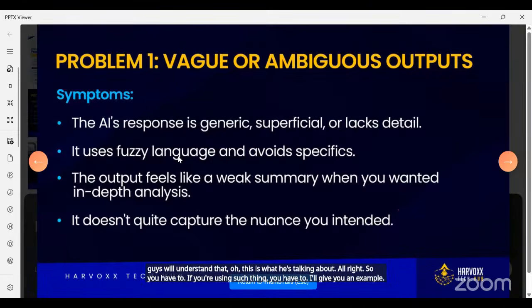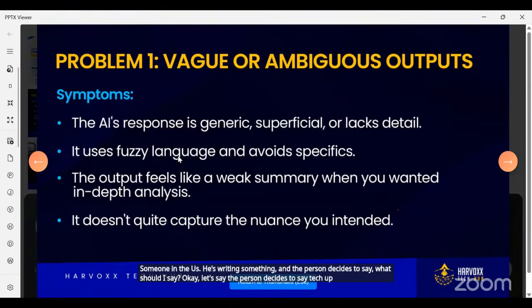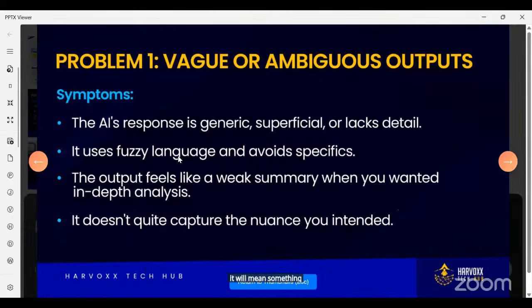So if you're using such a term, I'll give you an example. Someone in the US is writing something and the person decides to say tech up as one word. It will mean something entirely different to that person. This is the truth. So there will be need for that person to explain what you mean by tech up, because the person must have built a product to call it tech up. Whereas here to us, tech up is an event and all of that.